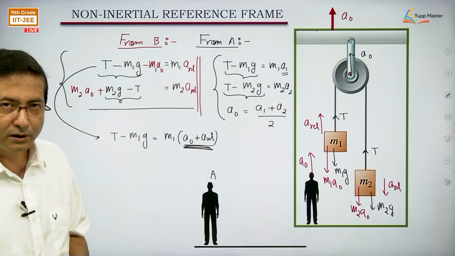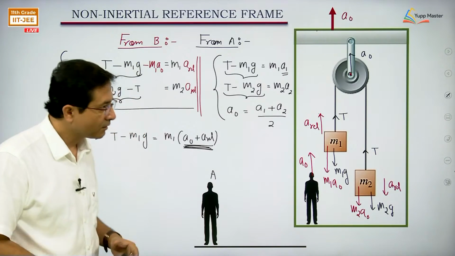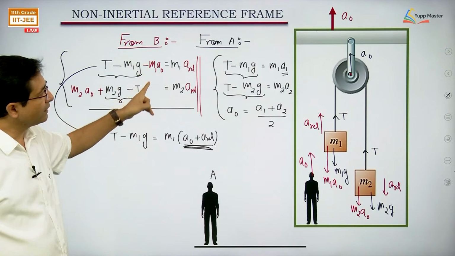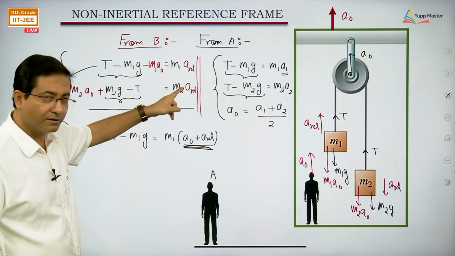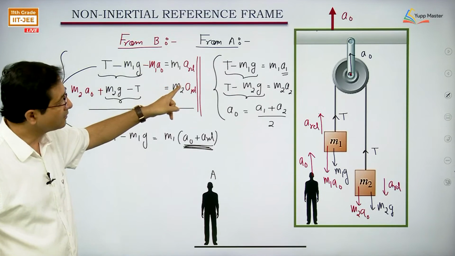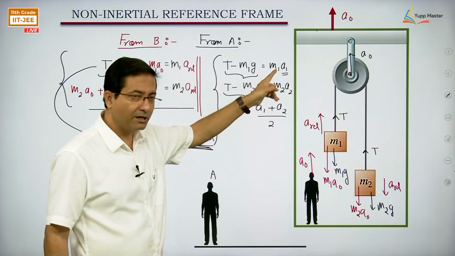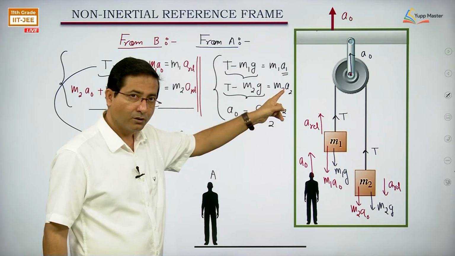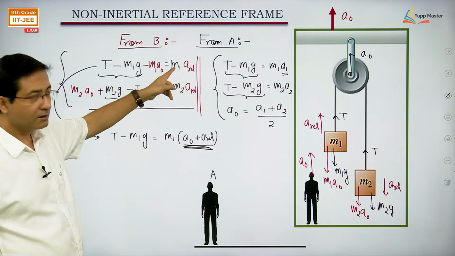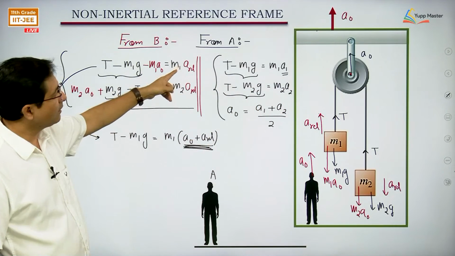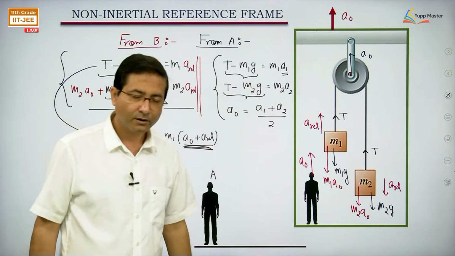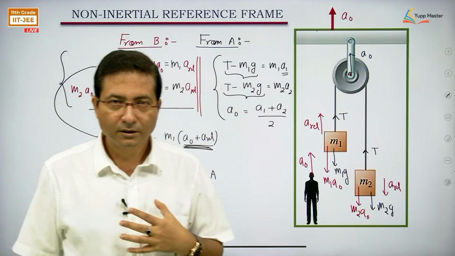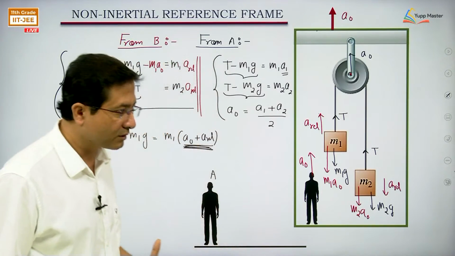So, as I told you earlier, from a different frame, if you write the equation, the term you are going to get here will be different. The term I am getting from the ground frame is a1, a2, but from this frame I am getting a relative acceleration, simple. So, I hope this is also clear.